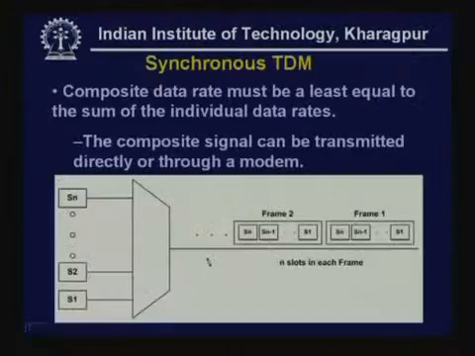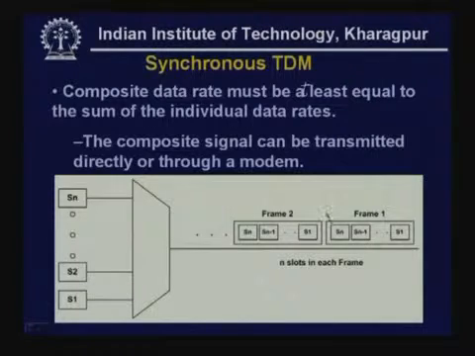Here this is being explained, and another requirement is that the composite data rate must be at least equal to the sum of the individual data rates. That means the composite data rate that is being formed here, the bandwidth of this, that data rate of this side should be more than the sum of the individual data rates.